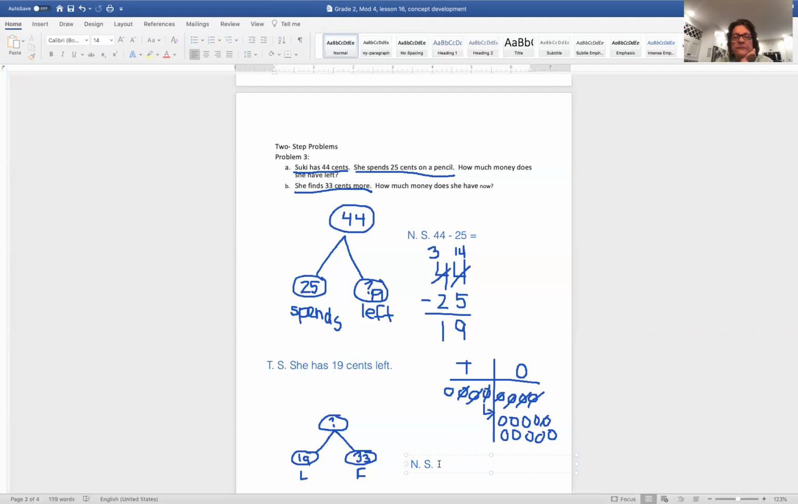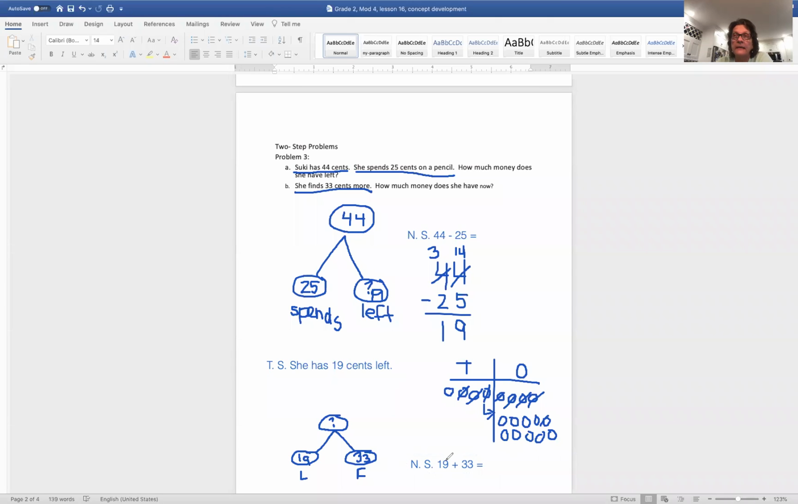Oh, NS for number sentence. Okay, very good. If you have two parts, you're going to take 19, which is the one part, and add to it the second part, which was the 33, and that will give you your total. Again, you can do your algorithm, 19 plus 33. If you're good with math, you can also do mental math.